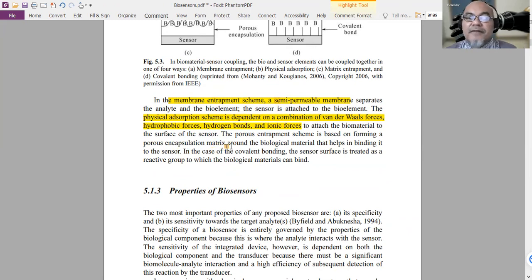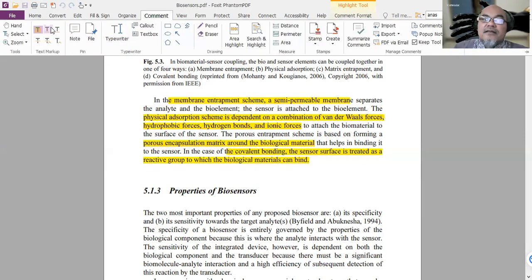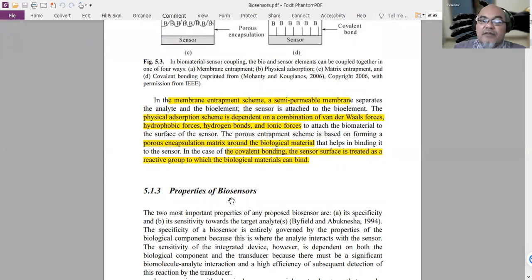With matrix entrapment, we have a porous encapsulation matrix around the biological material to help its binding to the sensor. While in covalent bonding, the sensor is treated with a reactive group to which the biological material can bind. This reactive group usually has to be specific for a particular surface and for a particular biomolecule. That is why it is not that cheap to develop a covalent bonding immobilization.